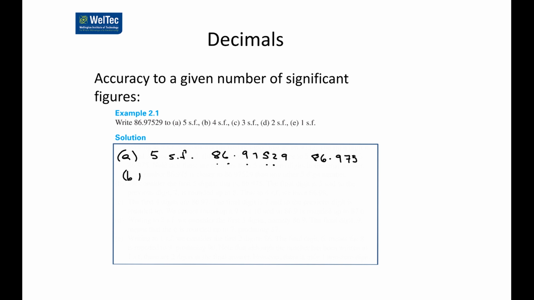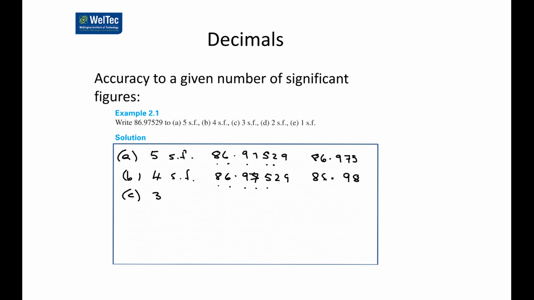Part B asks us to go to 4 significant figures. So again, we'll look at 86.97529. So we need to look at the 5th digit, 1, 2, 3, 4, 5. So that's a 5, so we're going to round up. So this time to 4 significant figures, it would be 86.98. So we round up the previous one, 8.